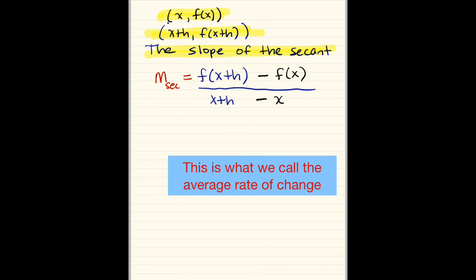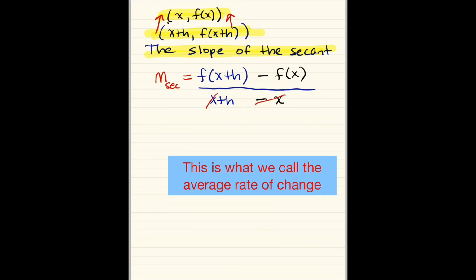I always line them up on top of each other. I do this guy minus this guy minus this guy. What do you guys notice? f(x + h) - f(x) over (x + h) - x. You notice that the two x's can cancel out, right?